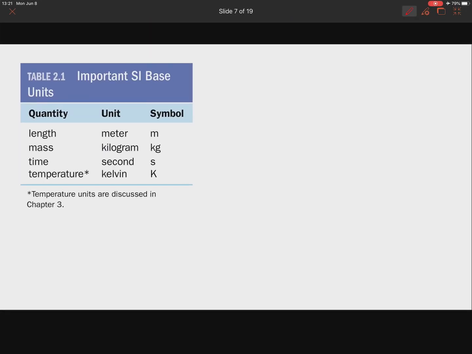So back to some basic units of measurement. So let's talk about this. The unit system for scientific measurements is based on the metric system. It's called the International System of Units, or we call it the SI units.